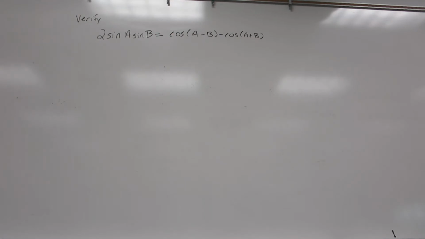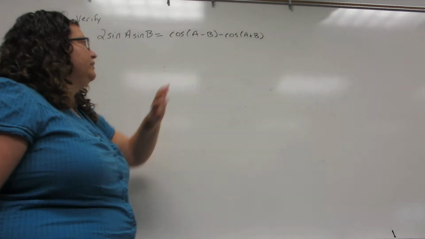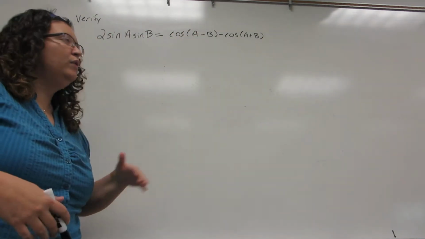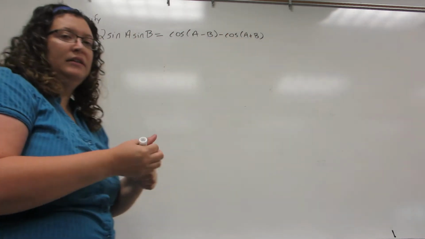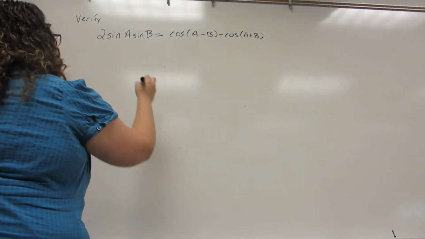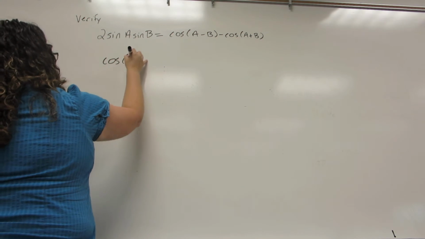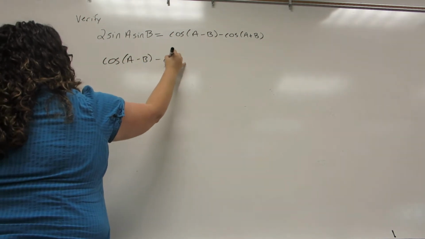So we're going to have some practice in verifying identities. As our first example, we're asked to verify that 2 sine A sine B is cosine A minus B minus cosine A plus B. Now, a couple tricks come in. First of all, the more complicated side is the right-hand side because that's the one with complicated angles inside the trigonometric functions. So we're going to start with the right-hand side.